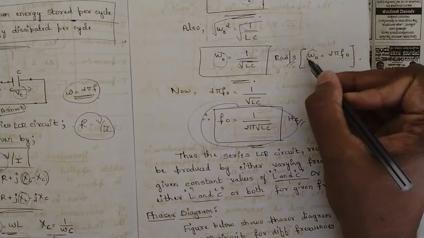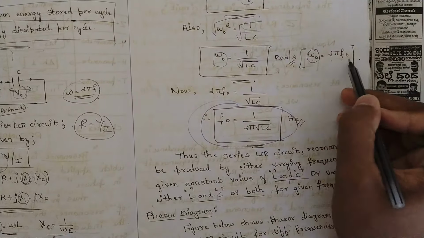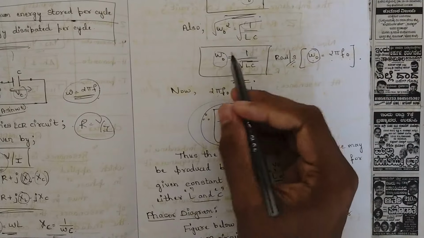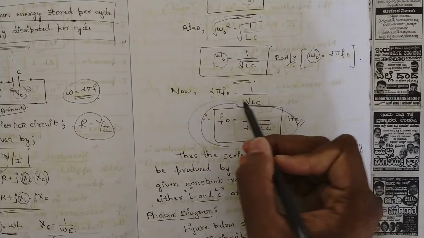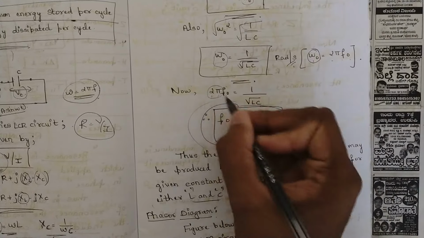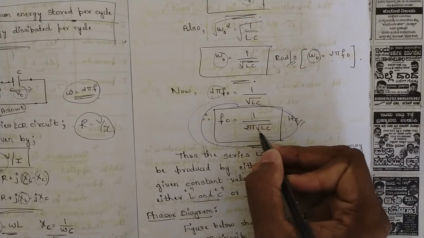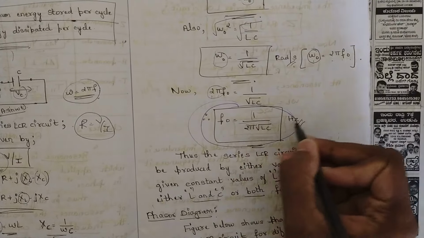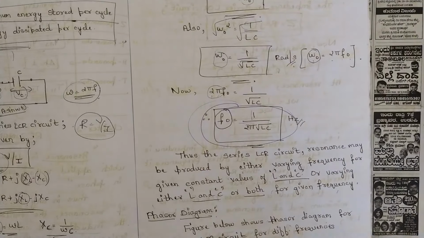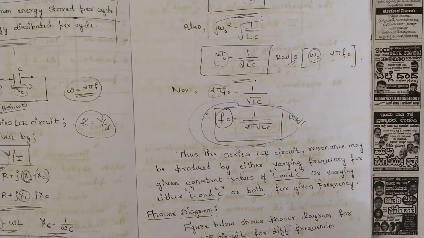And also we know the value of omega is equal to 2 pi f. So omega naught would be equal to 2 pi f naught. Substitute that and write 2 pi f naught is equal to 1 by root LC. Then f naught is equal to, bringing 2 pi to the other side, 1 divided by 2 pi into square root of LC hertz. So this f naught is called the series resonating frequency. Keep it in mind.